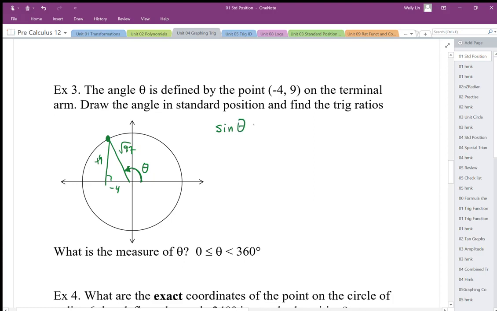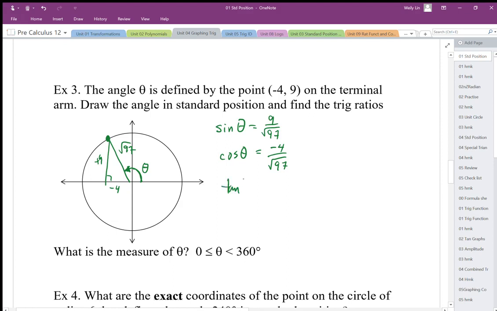Sine theta is going to be my y. My sine is vertical, over root 97. Cosine is horizontal, or x. Negative, that's really important. That negative is important because it differentiates this position, this angle, from the angle in quadrant 1, which would be +4. And again, position is very important. That's why it's called standard position trig.